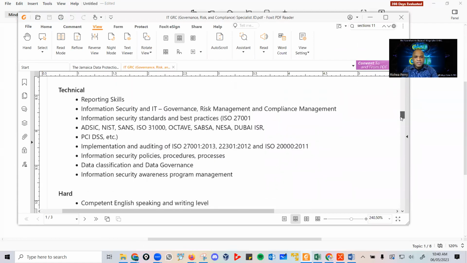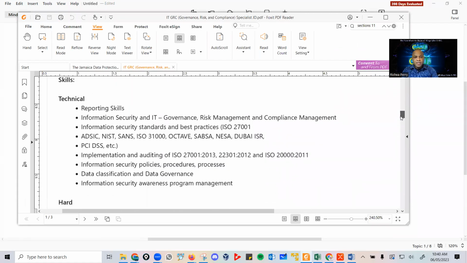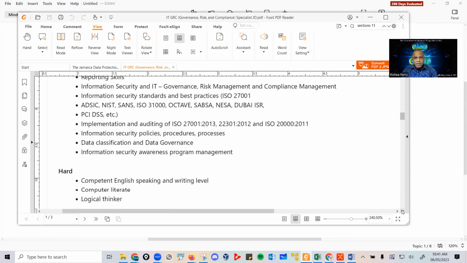Right? So in this case, it says that the skills are broken down into technical versus hard skills. So reporting, information security and IT governance, risk management and compliance. These are all the necessary things that you would want to become familiar with: NIST, ISO 31000, SABSA, NISA, PCI DSS, implementation and audit of ISO 27001, information security policies and procedures, data classification and governance.